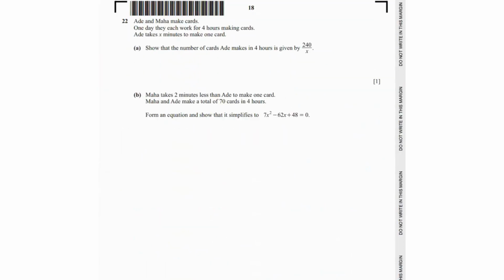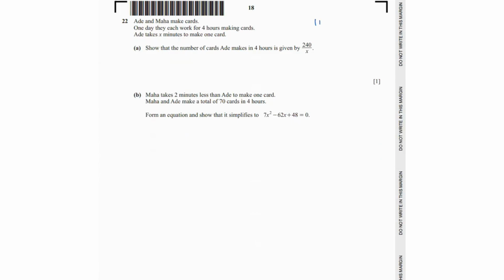Then Ad and Maha make cards. One day they each work for 4 hours making cards. Ad takes X minutes to make one card. Show that the number of cards Ad makes in 4 hours is given by 240 over X. So they're taking 4 hours to make cards, and she's taking X minutes.